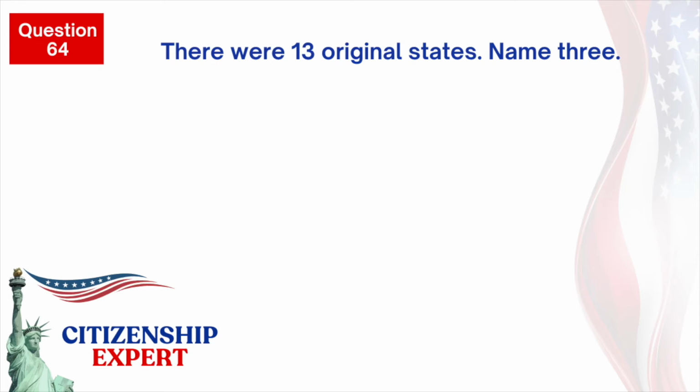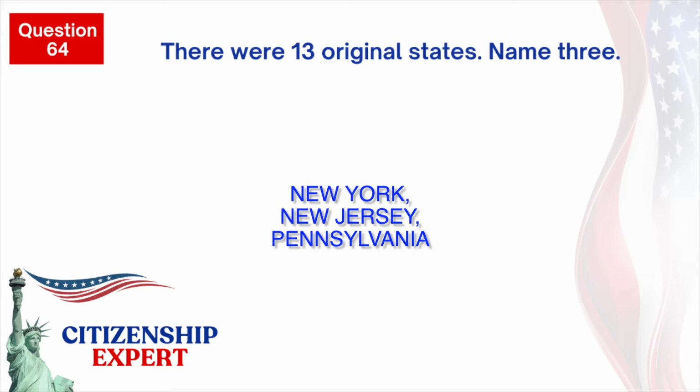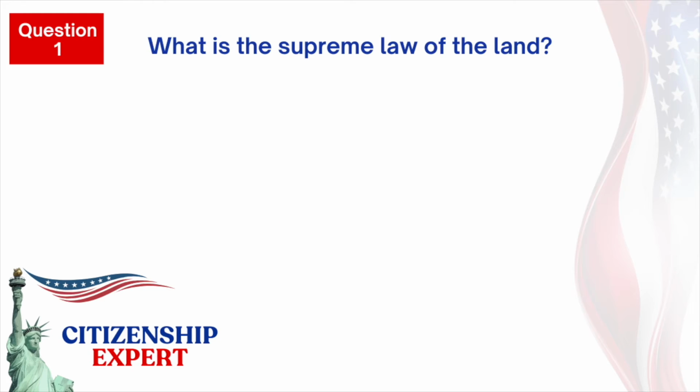There were 13 original states. Name 3. New York, New Jersey, and Pennsylvania. What is the supreme law of the land? The Constitution.